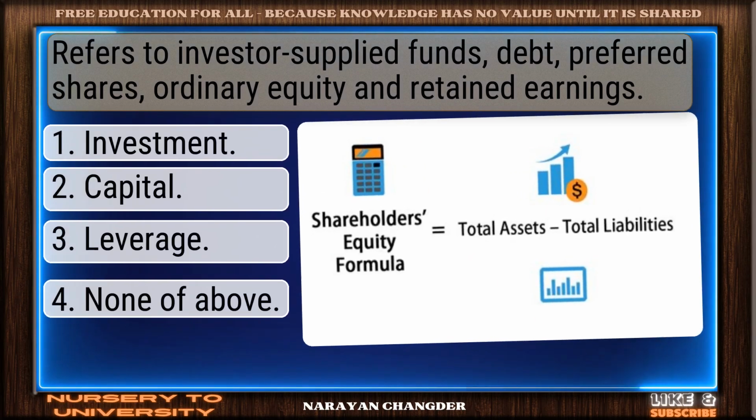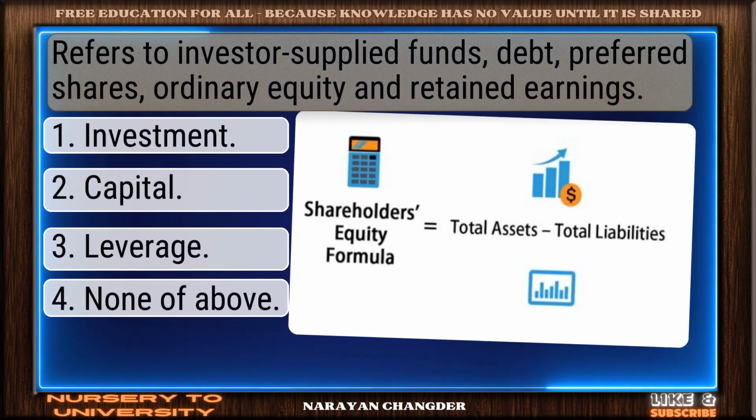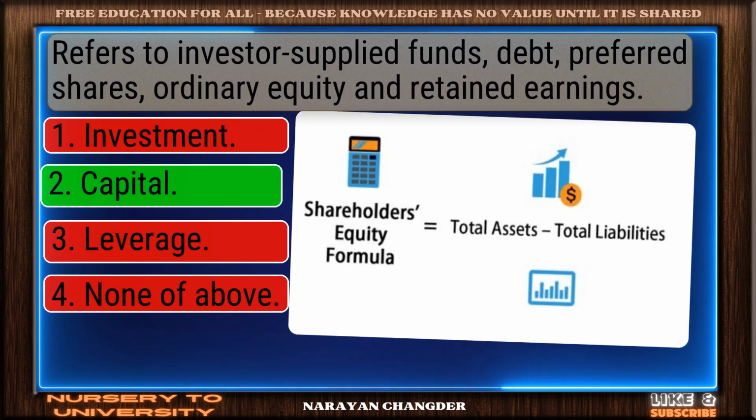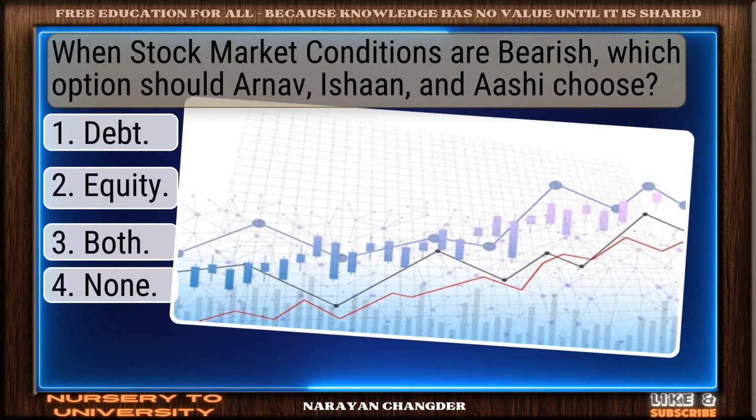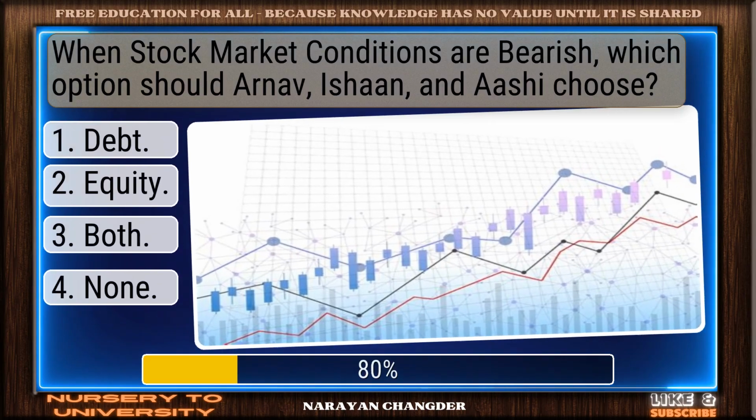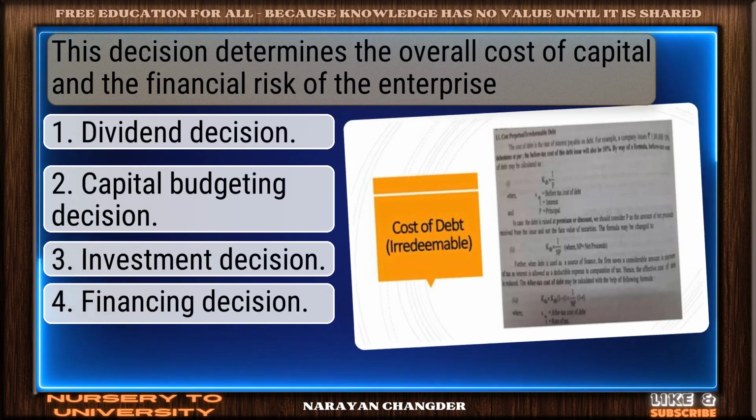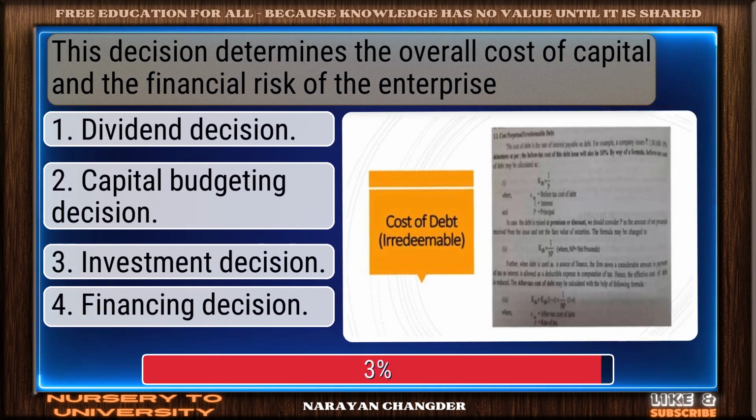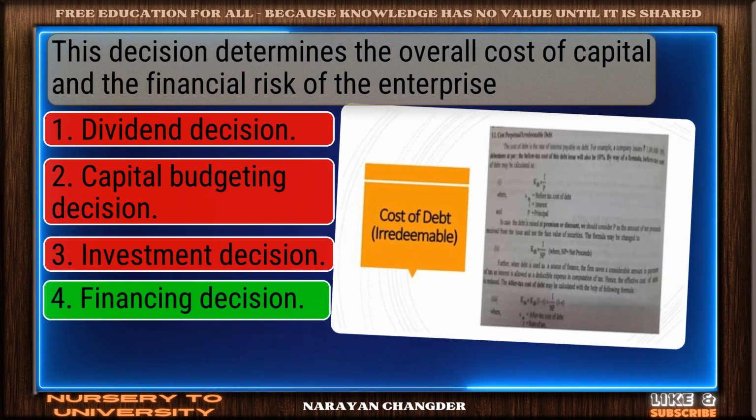Refers to investor-supplied funds, debt, preferred shares, ordinary equity, and retained earnings. Nicely done. Capital is a solid answer. When stock market conditions are bearish, which option should Arnav, Ishan, and Ashi choose? Excellent. Debt is a brilliant choice. This decision determines the overall cost of capital and the financial risk of the enterprise. Great job. Financing decision is the accurate answer.